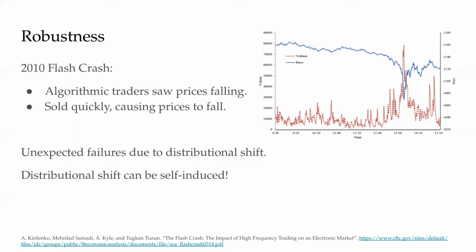And of course, this distributional shift can be self-induced. The algorithmic traders could make decisions that change the market, that then make them worse at making decisions. So robustness, of course, is a very hard problem.